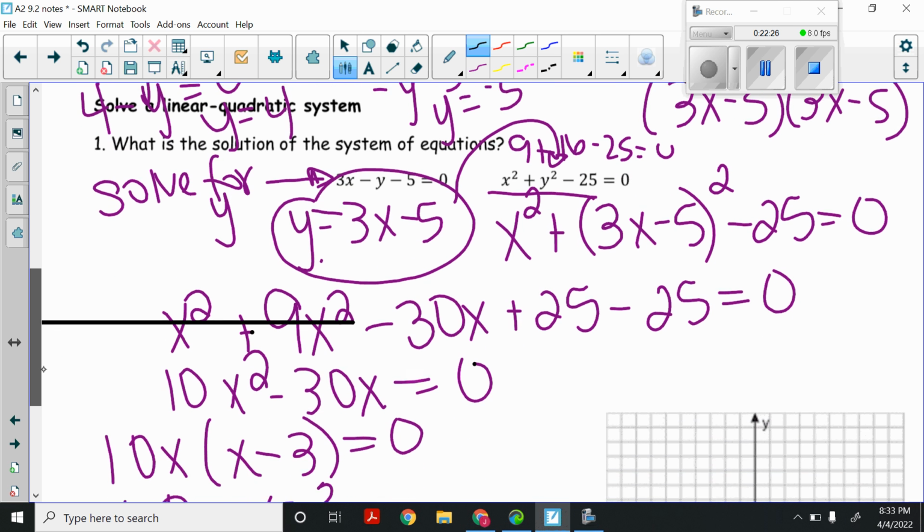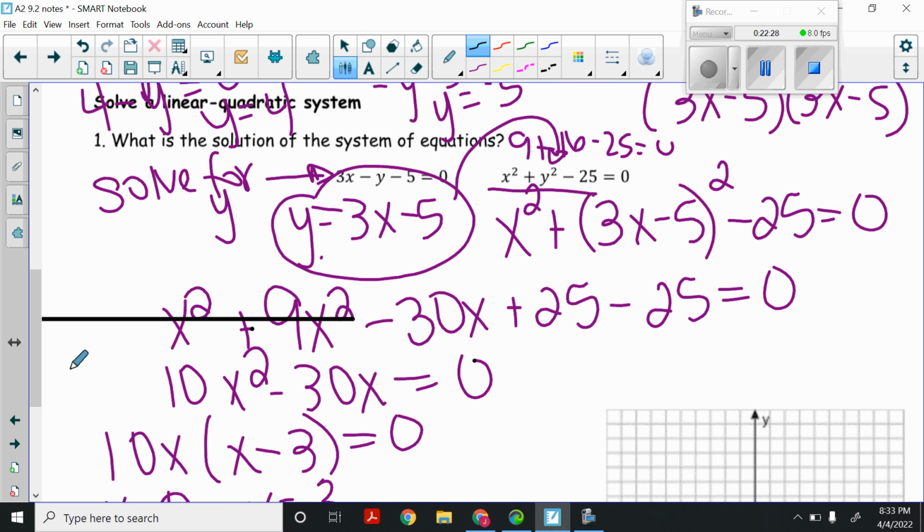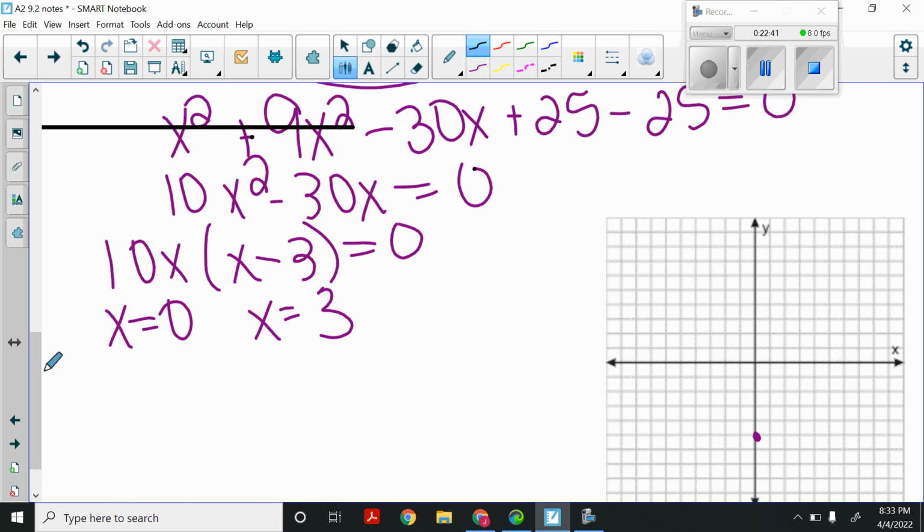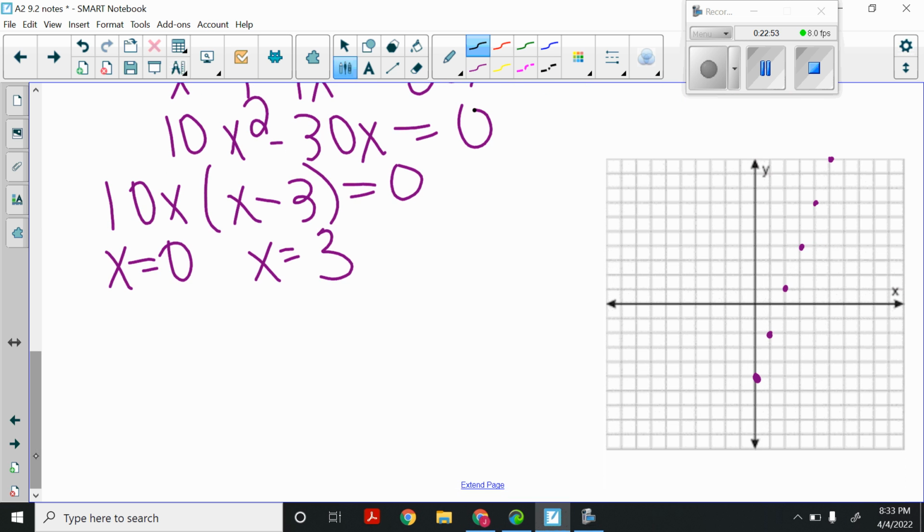If I wanted to solve it by graphing, I'm going to graph both of these. So first I would graph y equals 3x minus 5. My y-intercept is negative 5. My slope is 3x, so up 3 over 1. I'm just going to keep going up 3 over 1 until I run off my graph. And then I'm going to go down 3 over 1. And so this is the line.